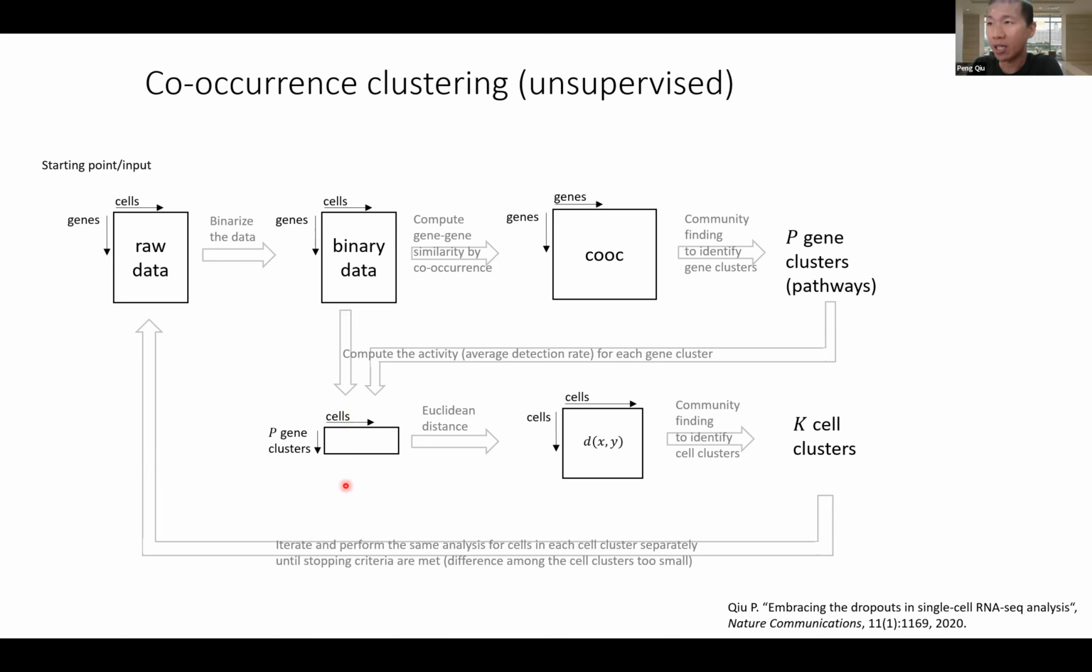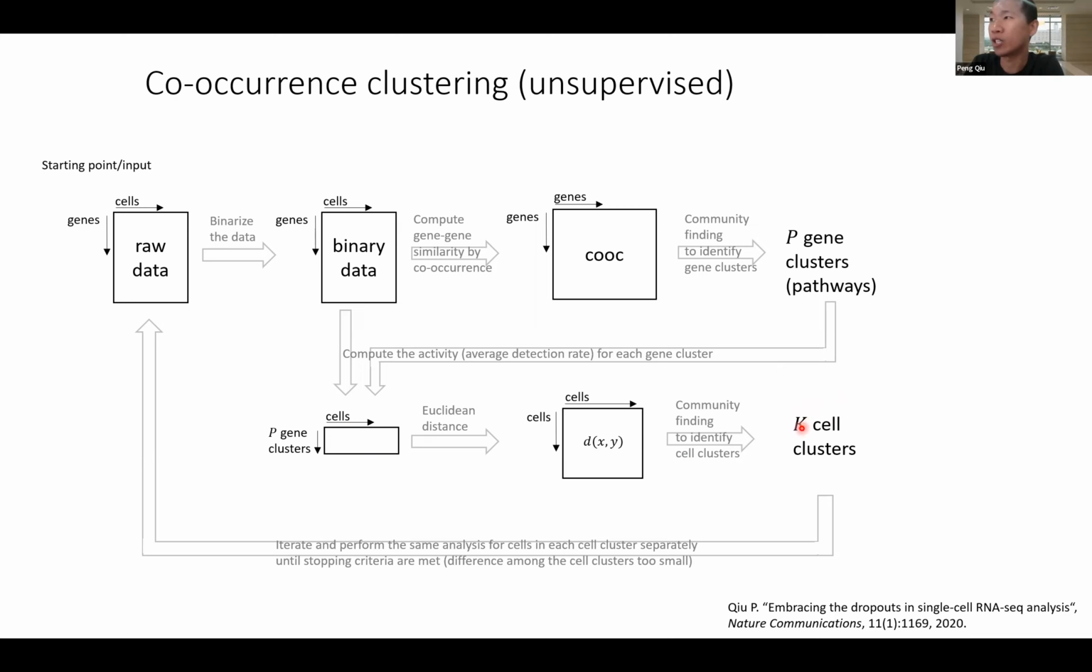Now, once the dimensionality of the data is greatly reduced, I compute the Euclidean distance between each pair of cells, just two columns in here, to form this distance matrix. Once this distance matrix is formed, I apply a community finding algorithm again to define cell clusters. Let's say it gives me K cell clusters.